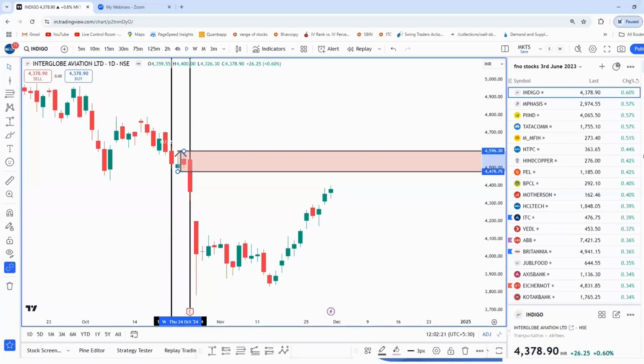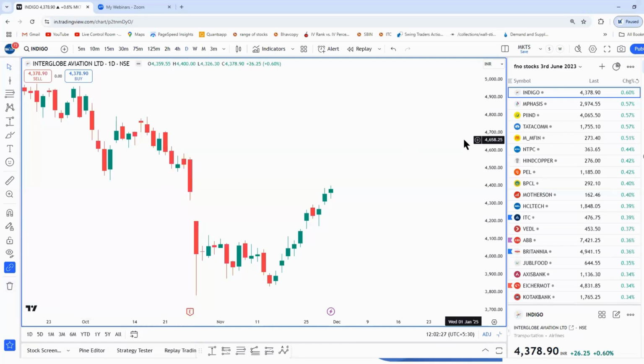So friends, whatever we have done so far is manual marking. I have taught you how to manually mark the zone. But what if there's an indicator which does this job for you? Will it make life simple? If there's an indicator that marks supply and demand zones, will it make life simple for you? What do you feel, friends?